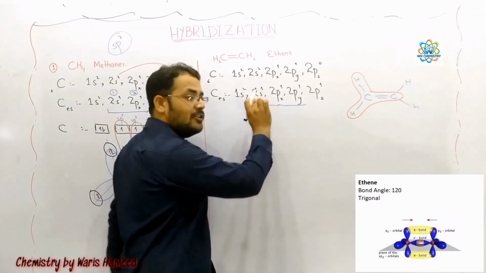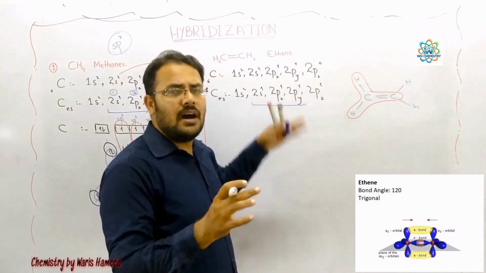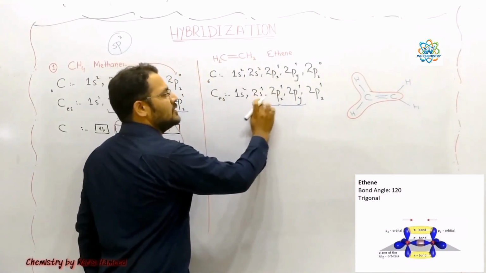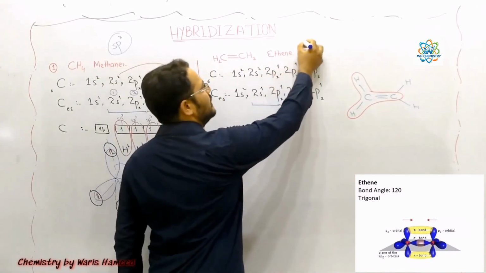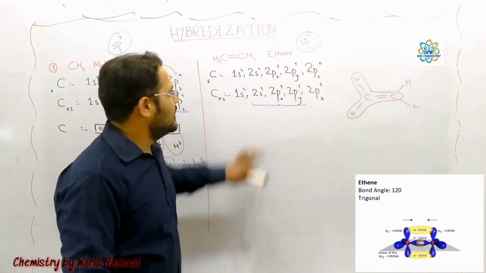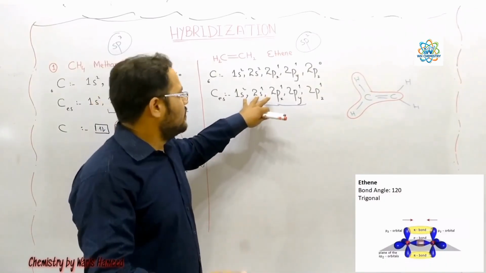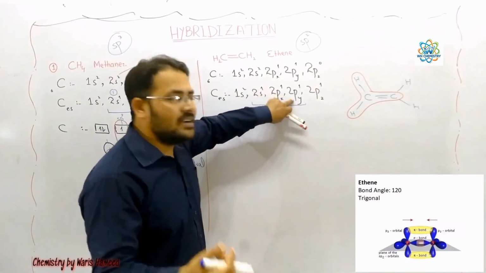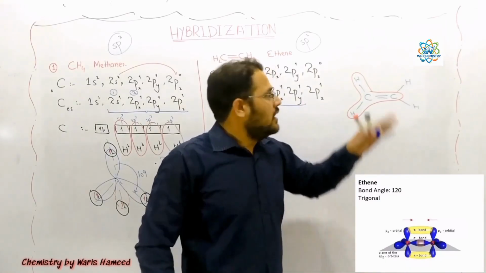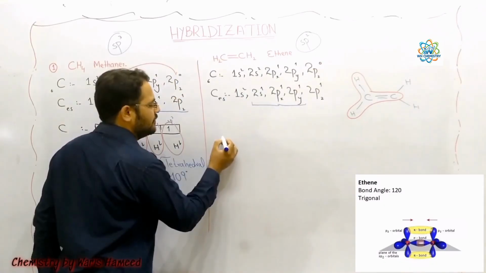In this case, we are looking at 1s and 2p atomic orbitals overlapping or mixing. So this will be sp2 hybridization. How did we come to know? We have seen that the inner orbitals, 1s and 2p atomic orbitals, are going to intermix and they are forming the ethene molecule.